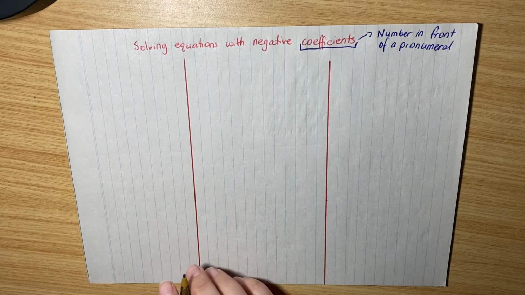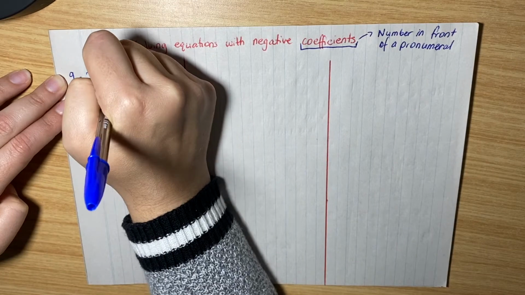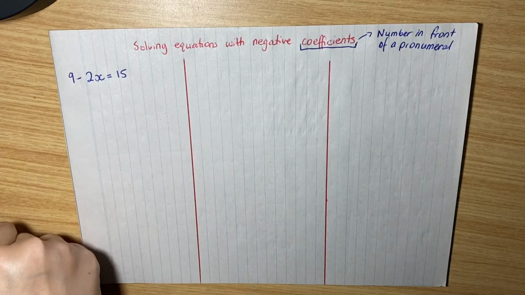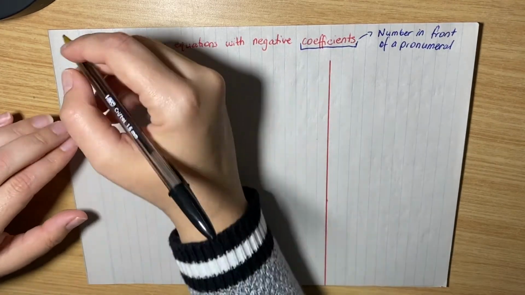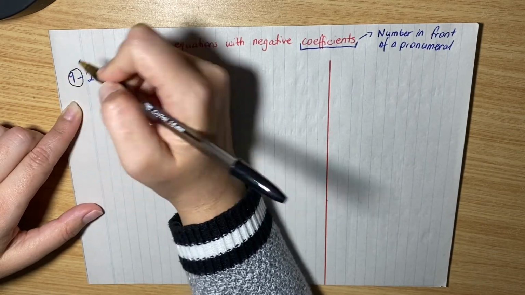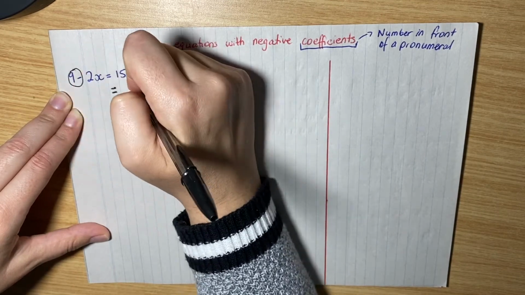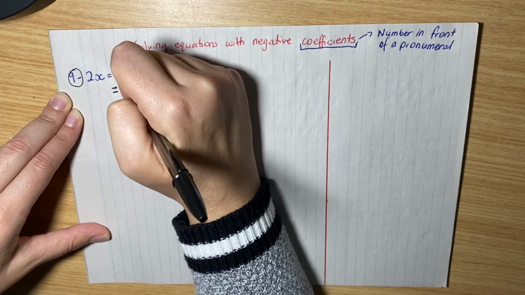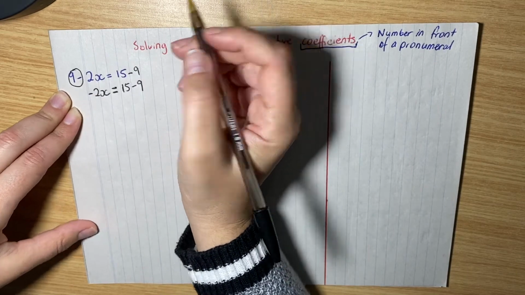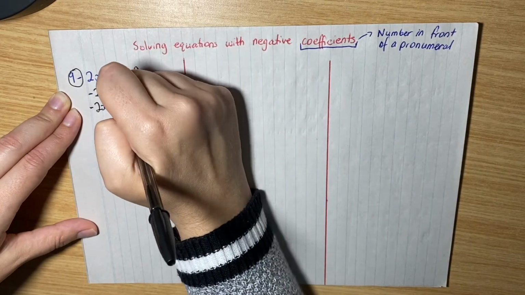Say that we have 9 minus 2x equals 15. How would you solve when you have a negative coefficient? What you need to do here is take the 9. So we need to remove the 9 first. That is step 1. And so we're going to minus 9 from this side. So we have 15 minus 9, and the minus 2x is going to remain on the left-hand side for now.